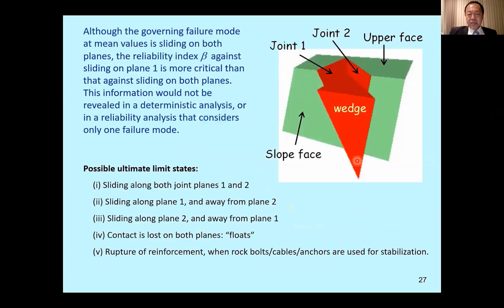Three-dimensional wedge is in my book, if you are interested: sliding along both planes 1 and 2, sliding along plane 1 away from plane 2, another mode, sliding along plane 2 away from plane 1, and contact is lost on both planes, it floats. Compare well with the sequential vectorial procedure described in Hoek and Brown's book, or Hoek and Bray's book.